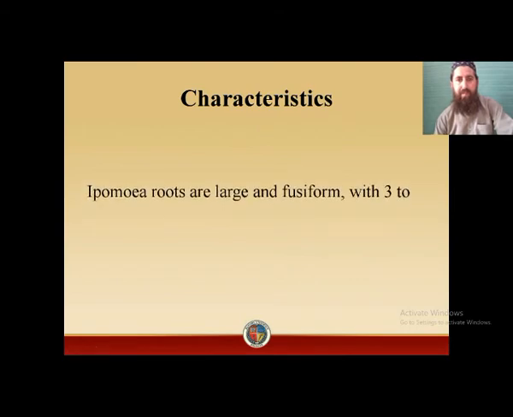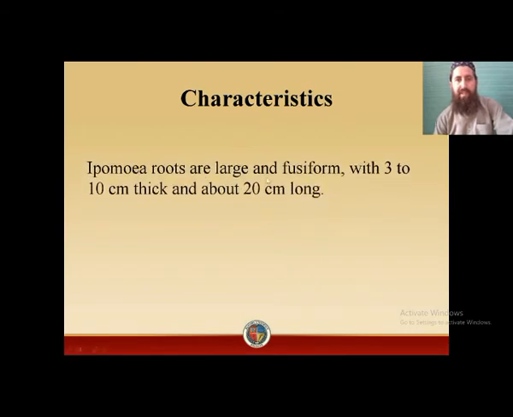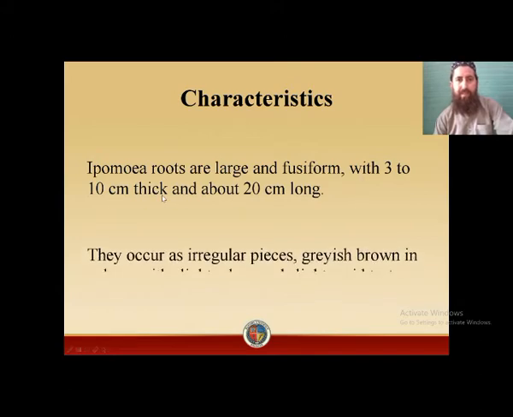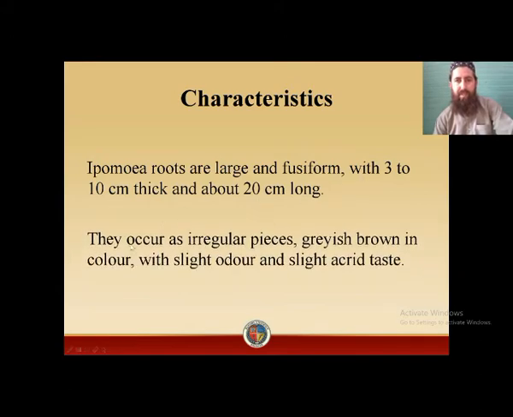Characteristics of Ipomoea. Ipomoea roots are large and fusiform, 3 to 10 cm thick and about 20 cm long. They occur as irregular pieces, grayish brown in color, with slight odor and acrid taste. So their shape is irregular, color is grayish brown, and odor is slight, and it also has an acrid taste.